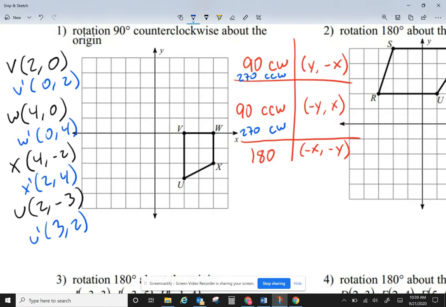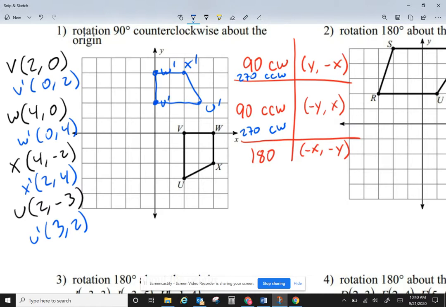So I see the coordinates that I need for each. For me to graph this, it's easy. I can just plug in my blue points. V prime is the point 0, 2. W prime is the point 0, 4. X prime is the point 2, 4. And U prime is the point 3, 2. If I connect my points, you can see that it looks like I rotated the image 90 degrees counterclockwise.